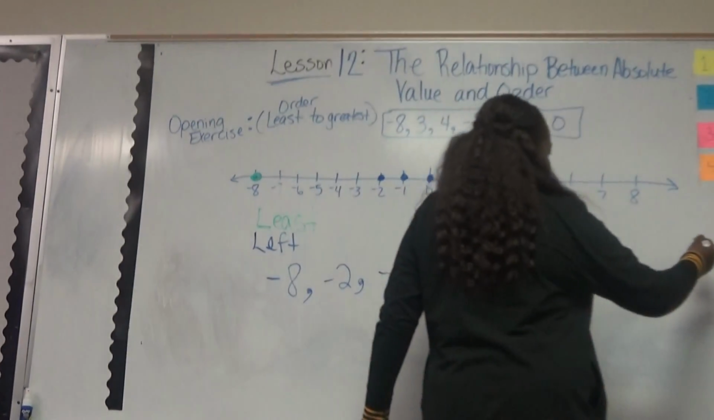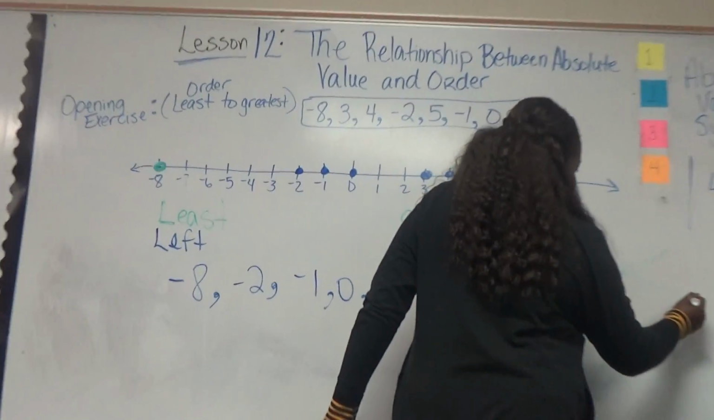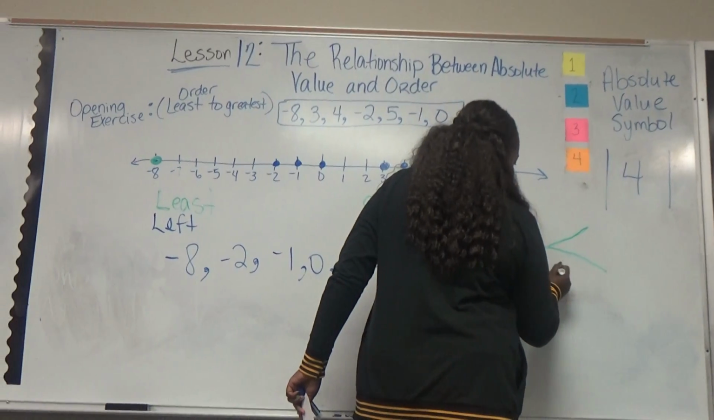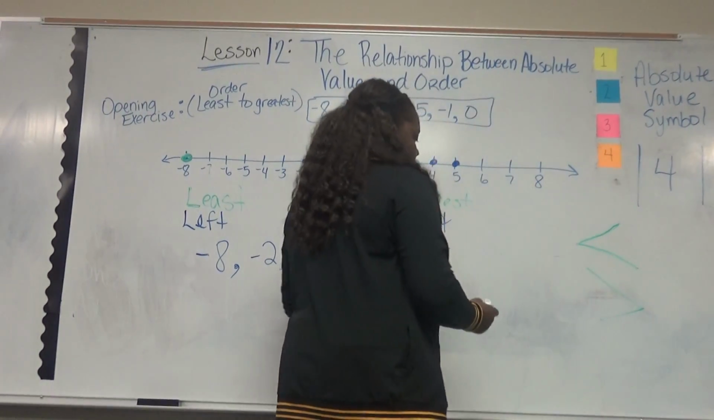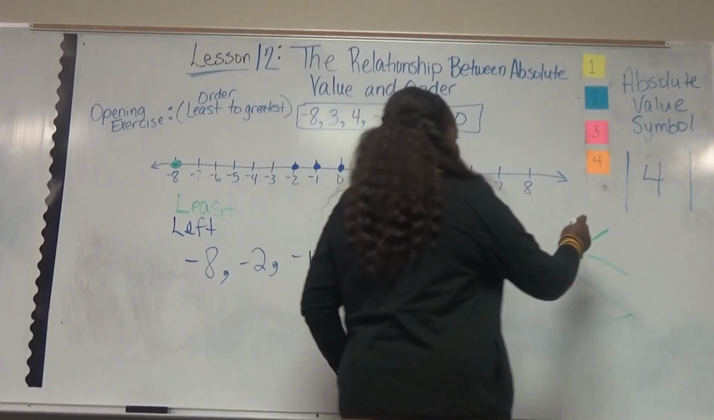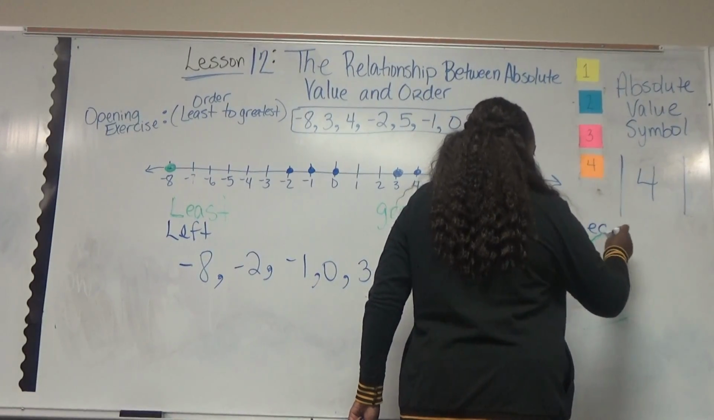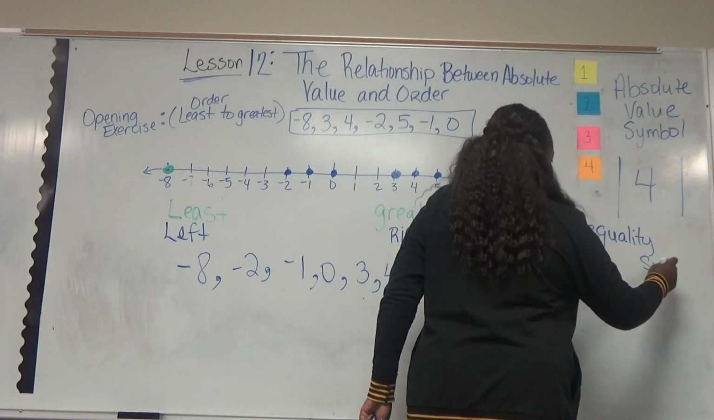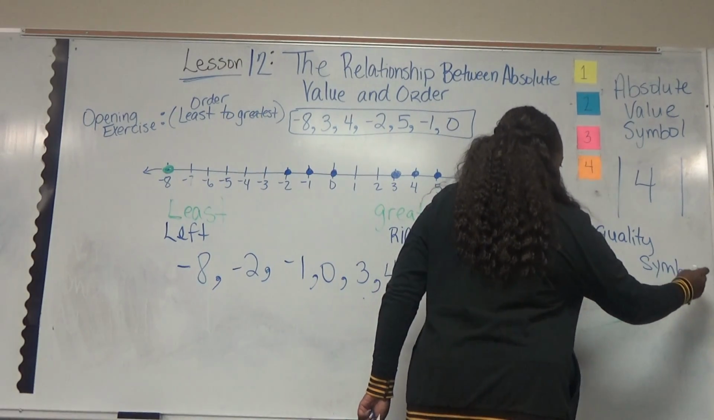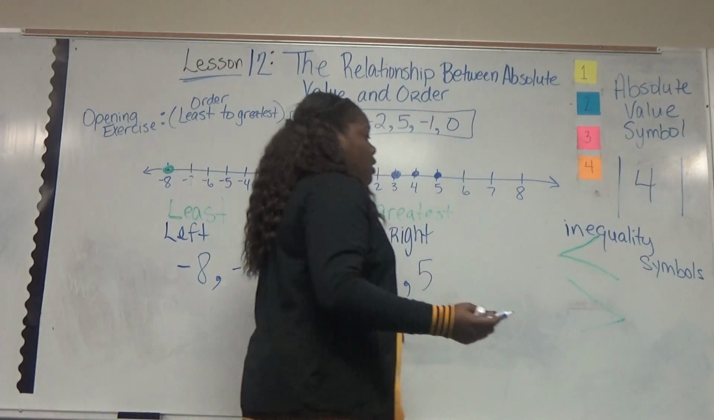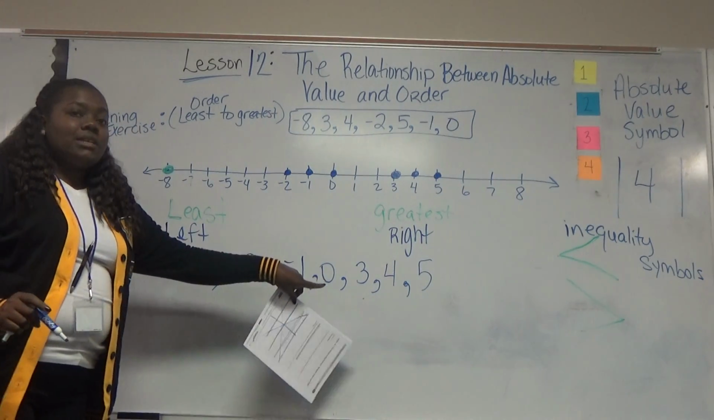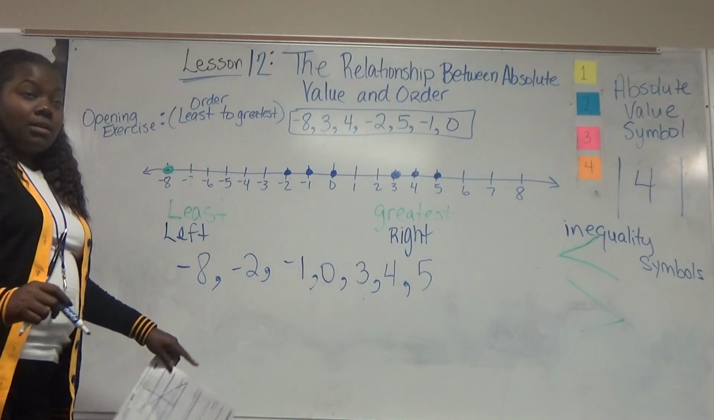So here's an example of an inequality symbol. A less than sign as well as a greater than sign. These are called inequality symbols. Basically, we're just going to simply put inequality symbols between these numbers so that they read a correct inequality statement.